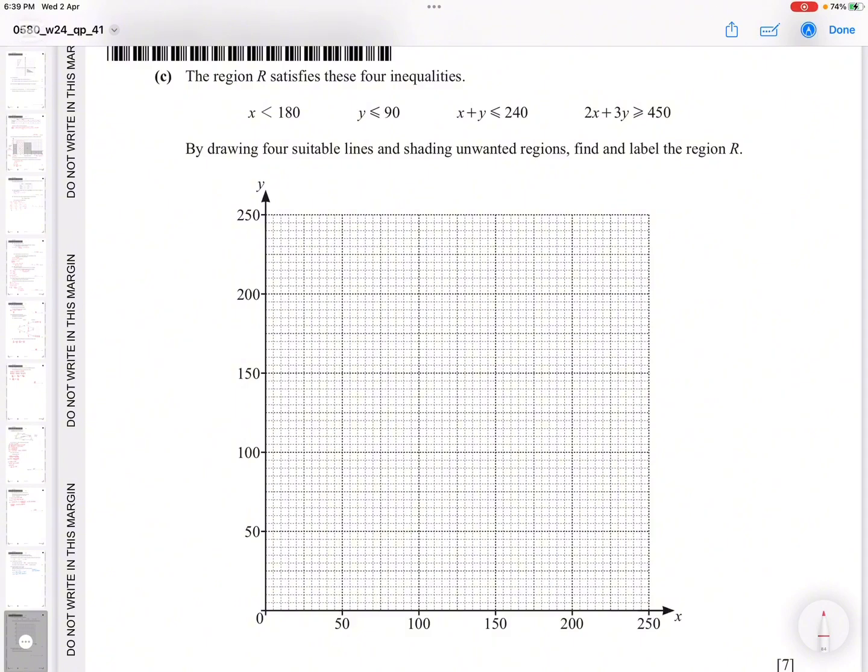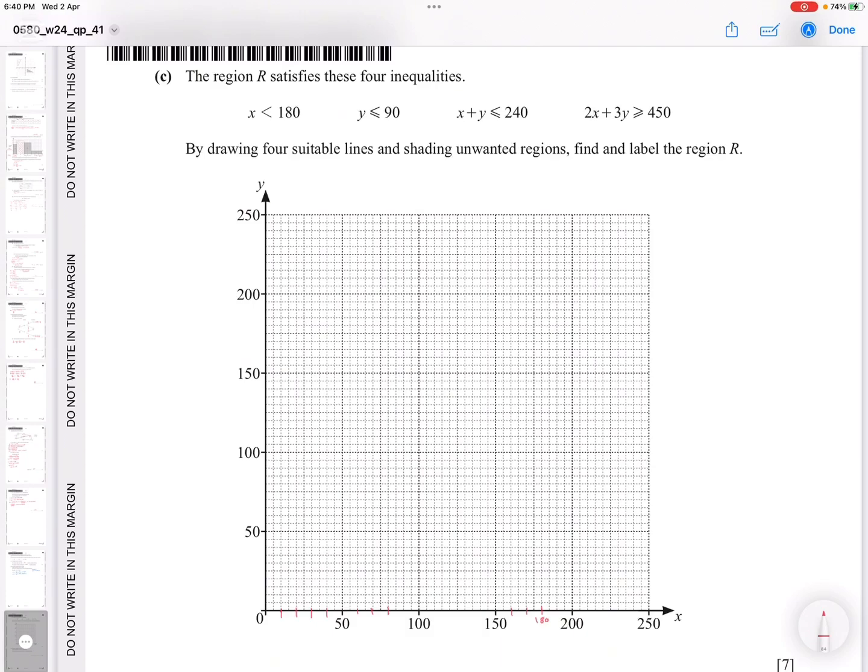On the x-axis, each small block represents how much? Each 2 small blocks represent 10 units. So 10, 20, 30, 40, 50, 60, 70, 80 comes here. We need 180. So 150, 160, 170. This is 180.